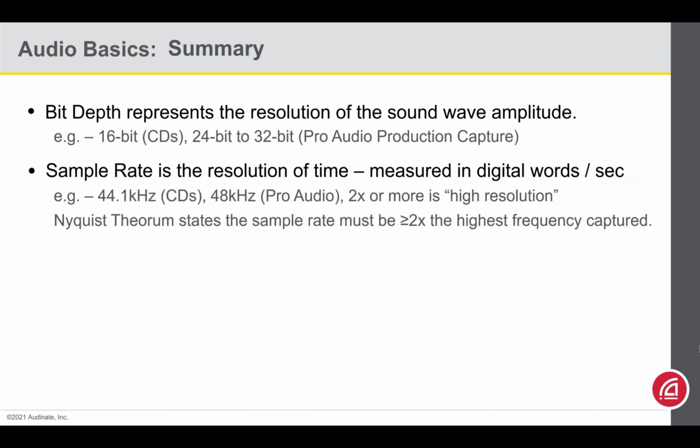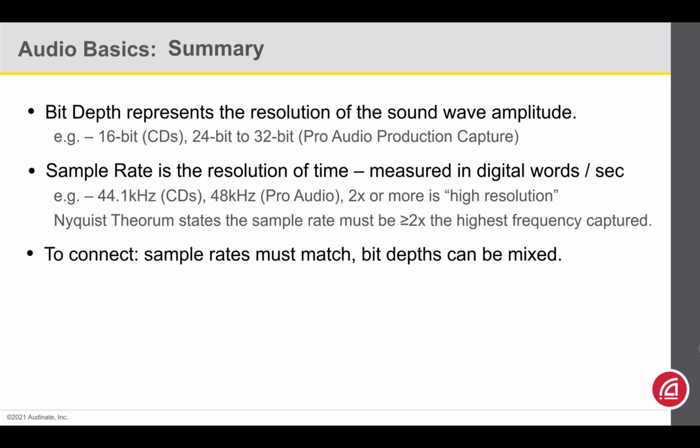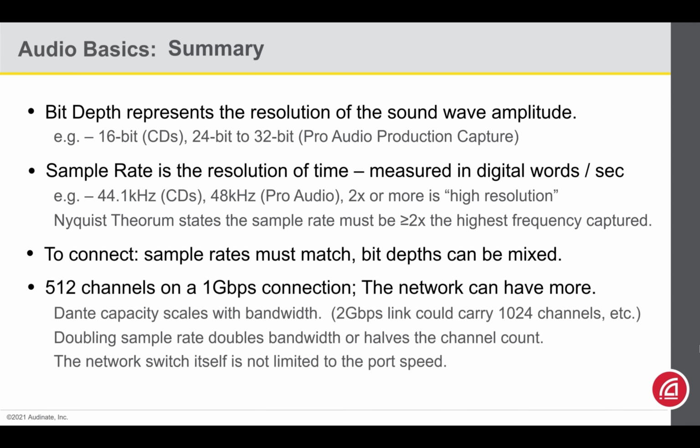Okay, so let's sum this up. When we capture audio digitally, we describe the amplitude of the sound wave at a regular interval. The bit depth represents the resolution of the amplitude, and the sample rate represents the resolution in time. When we make a connection between two Dante devices, they must operate at the same sample rate. However, bit depths can be mixed. On a 1 gigabit link, you can safely get about 512 channels of 48K 24-bit audio. And of course, Dante can scale. If you have a faster link, you can get more channels.